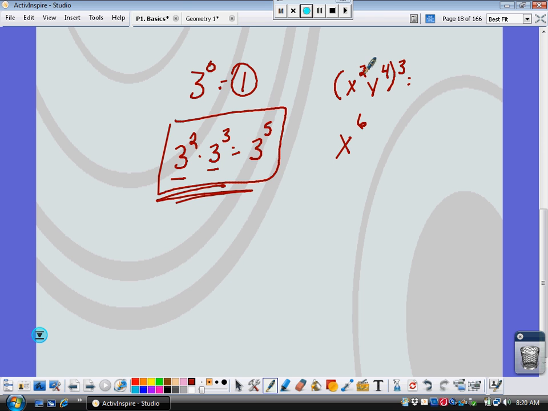Anytime a power is raised to another power, multiply the powers together. Again, anytime a power is raised to another power, simply multiply powers. If same bases are being multiplied, add powers. If a power is being raised to another power, multiply powers.